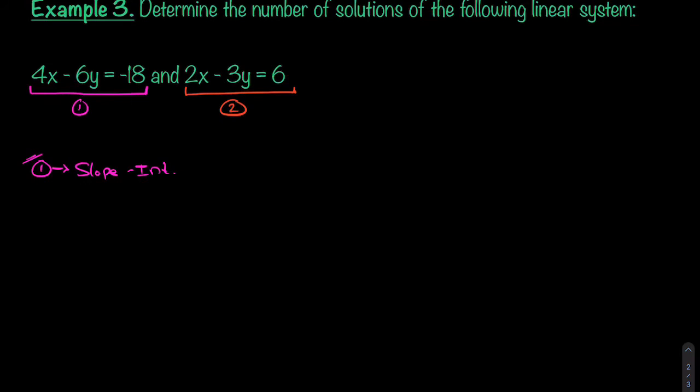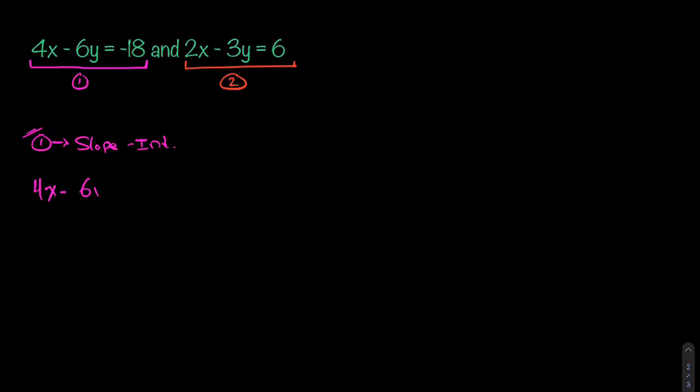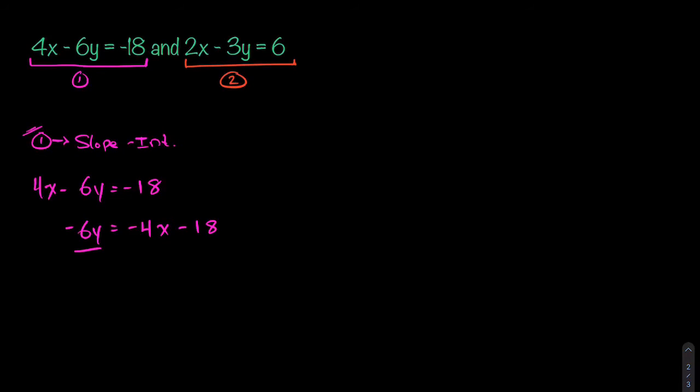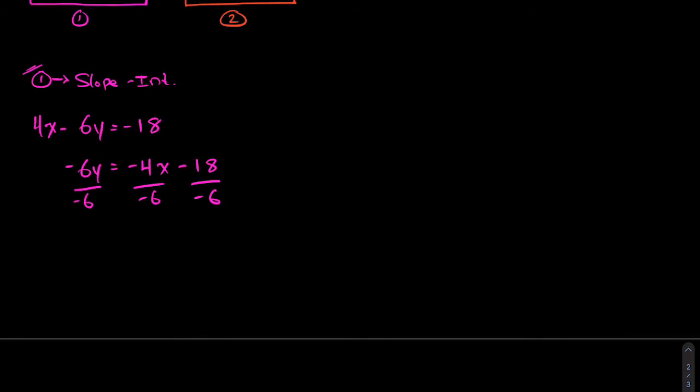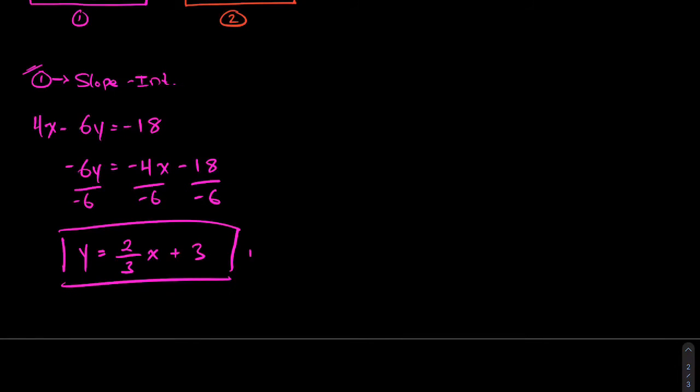So we have 4x minus 6y equals negative 18. I'm going to get that 4x to the other side. So we have negative 6y equals negative 4x minus 18. Now we need to get rid of that negative 6, so I'm going to divide everything by negative 6. And what do we get? Well, y equals negative 4 divided by negative 6. We can reduce that, right? We can make that positive 2 over 3 if we divide both of those by 2. 2 over 3x. And then negative 18 divided by negative 6, well, that's just positive 3. So here's equation 1.